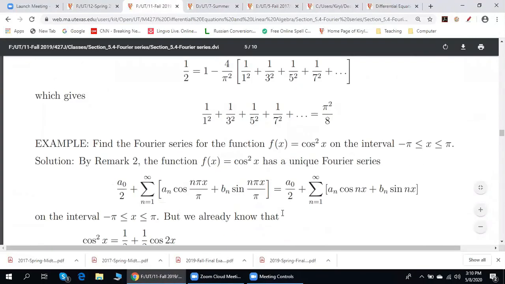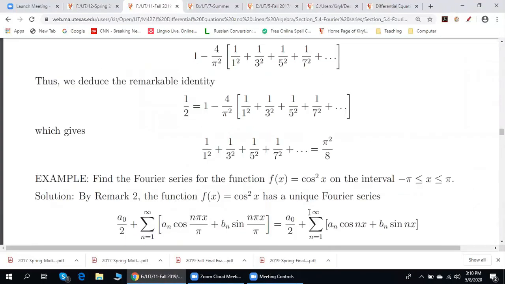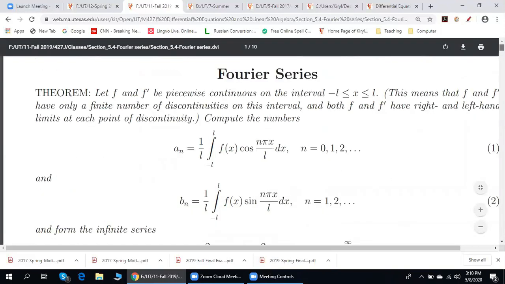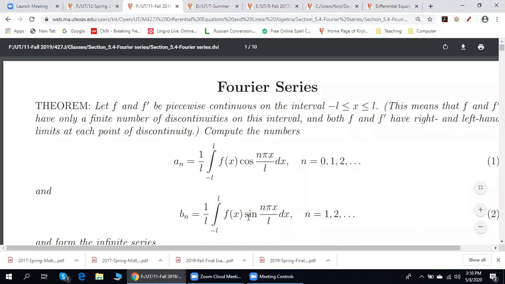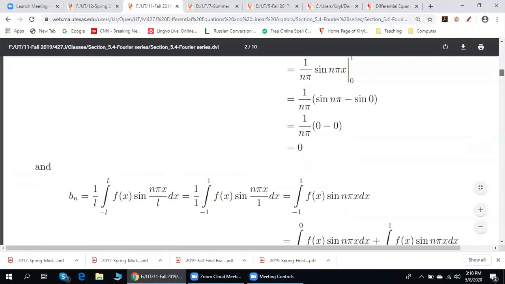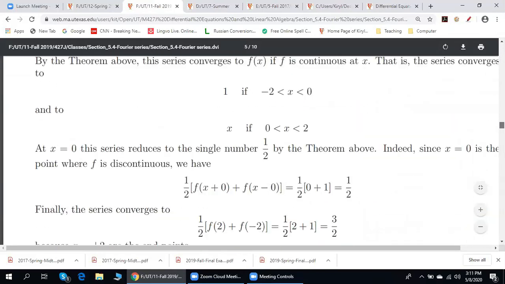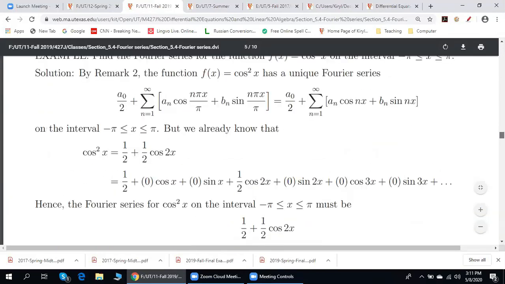Please take a look at the very last example. Write cosine square as the Fourier series on the interval between -pi and pi. Sure, we can use these formulas. However, it turns out that one can solve this problem much easier. Please take a look at this.